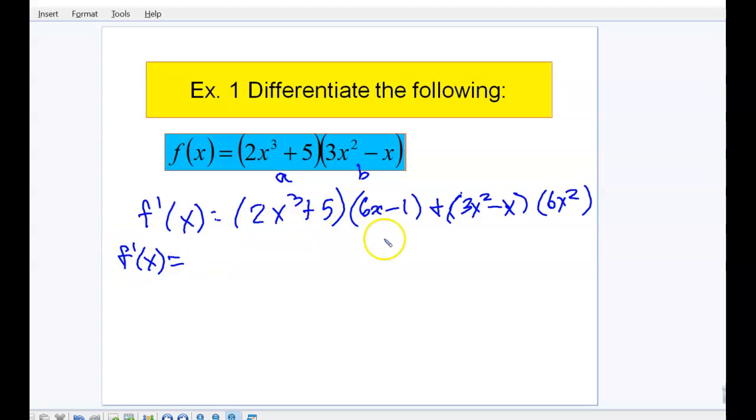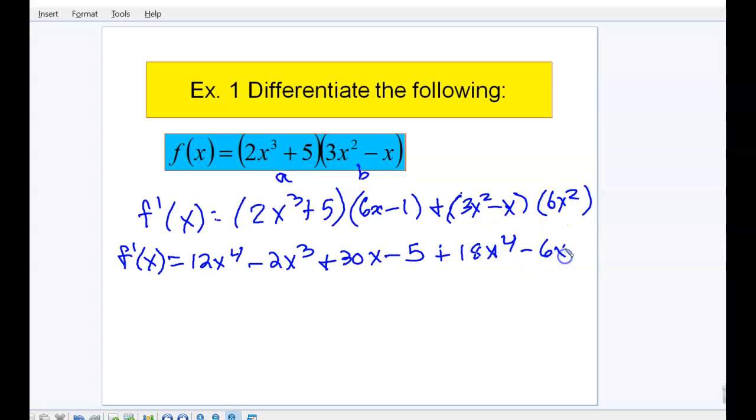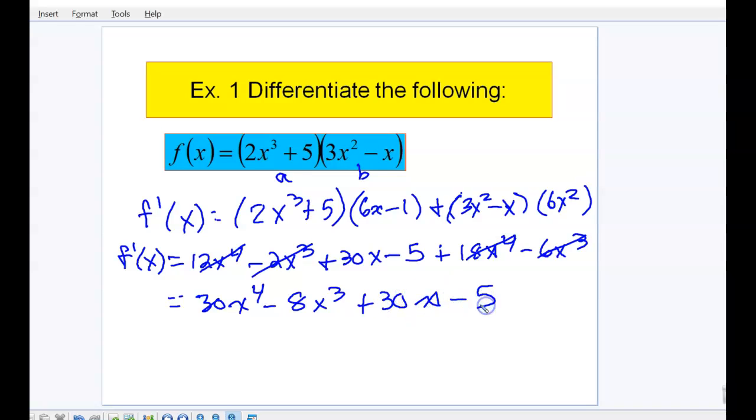So I'm going to multiply out these two binomials to get 12x to the fourth minus 2x cubed plus 30x subtract 5. If I distribute the 6x squared, I'm going to get 18x to the fourth minus 6x cubed. And now gathering like terms, I have 30x to the fourth, so that gets rid of those. I have negative 8x cubed. That gets rid of my x cubed. And then I have plus 30x, subtract 5. And there would be my derivative. Again, we're done the calculus right at this stage here. The rest is just simplifying.